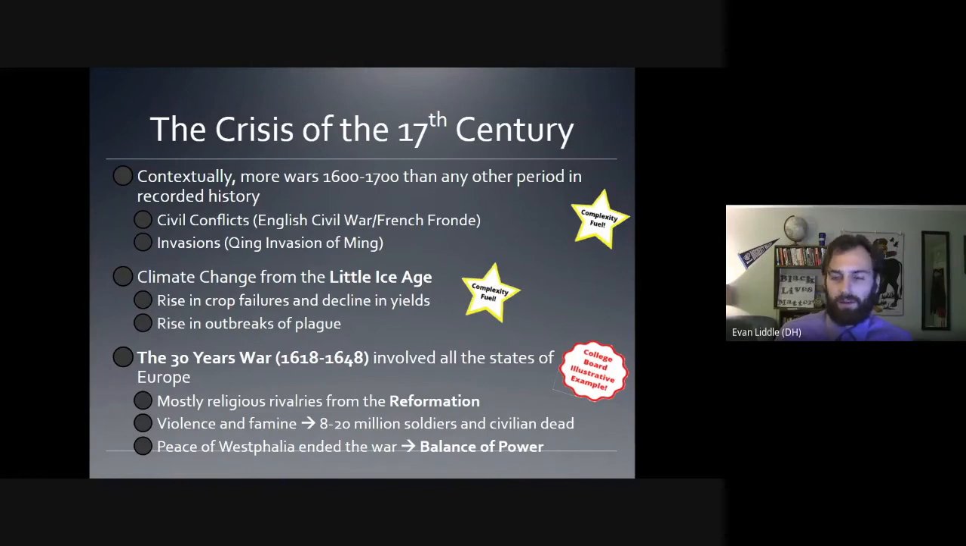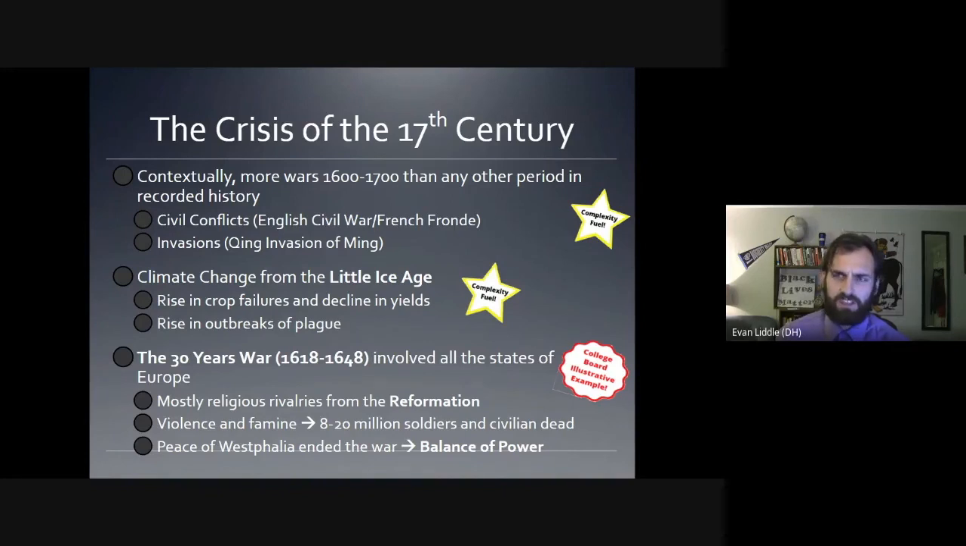And while we think about the violence and the wars in Europe, and there were plenty of them, we need to also think of it as a more global perspective, right? In the Little Ice Age, which affected Europe, but also affected places like China. Probably the worst war in Europe during the crisis of the 17th century was the 30 Years' War, which lasted from 1618 to 1648 and was sort of the crescendo of the religious wars.